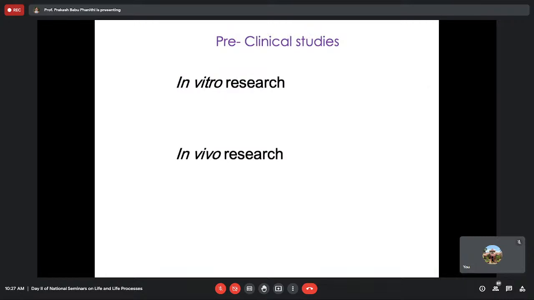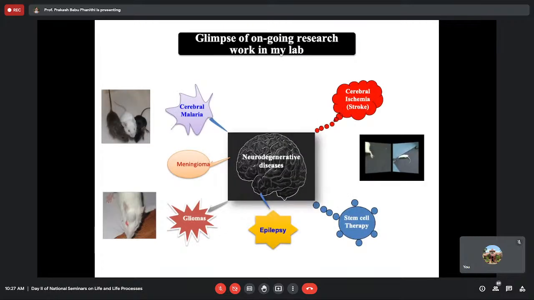Now, preclinical studies include in vitro research as well as in vivo research. These two things are involved. My lab is working with cell cultures as well as animal models, and also with human samples obtained from hospitals. These are the research areas that my lab has been working on.